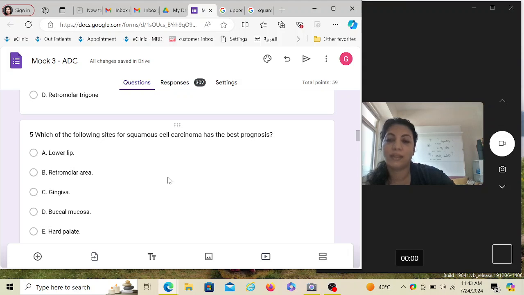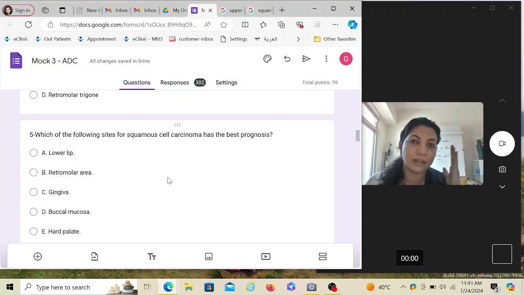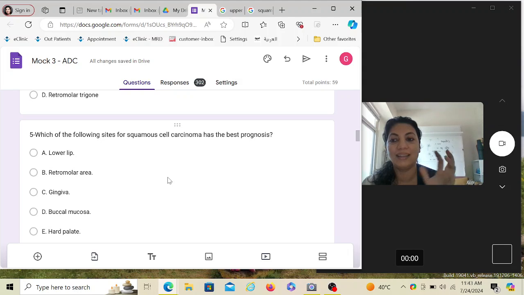Which of the following sites for squamous cell carcinoma has the best prognosis? Again, best prognosis, meaning all the options are again correct. It's questions like these which take up most of the time in your exam because you're like, oh my god, everything is correct, I have to choose the best. Understand? These are the questions which will test you. So, which of the following sites for squamous cell carcinoma has the best prognosis? Lower lip, retromolar area, gingiva, buccal mucosa, hard palate. The answer is lower lip.